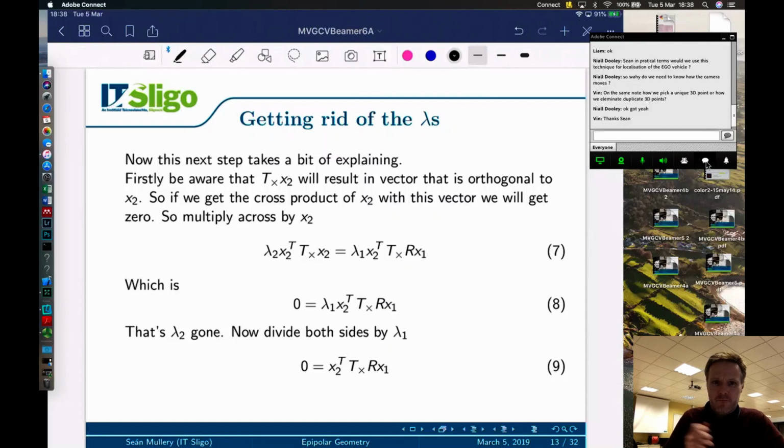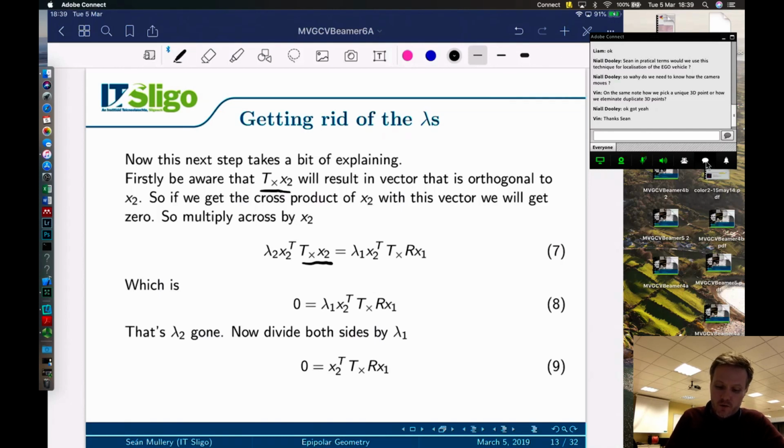So this next step takes a little bit of explaining, but firstly beware that t cross x2 will result in a vector that is orthogonal to x2. If I take any vector and do a cross product of it with another vector, the result will be orthogonal to both of them. So that means that thing there is orthogonal to x2, which is one of my vectors. So if we get the cross product of x2 with this vector, we'll get 0.